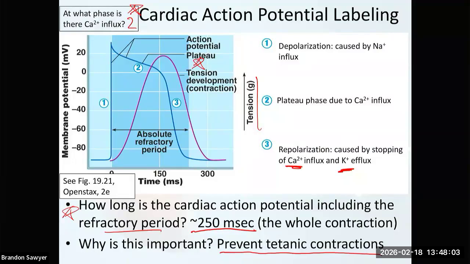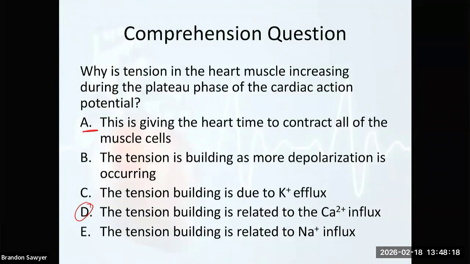Okay, and then as this is taking time, we're also letting the rest of the heart catch up. The cells on the top start to contract, and then the ones on the bottom contract as well. So this one is partially right as well. This is giving the heart time to contract all the muscle cells. So this is what's happening inside of a single cardiac myocyte: we're getting more calcium in there, so we get more actin myosin binding, but we're also giving time for the rest of the heart, or the rest of that ventricle, let's say the left ventricle, to catch up. Okay, questions on that?